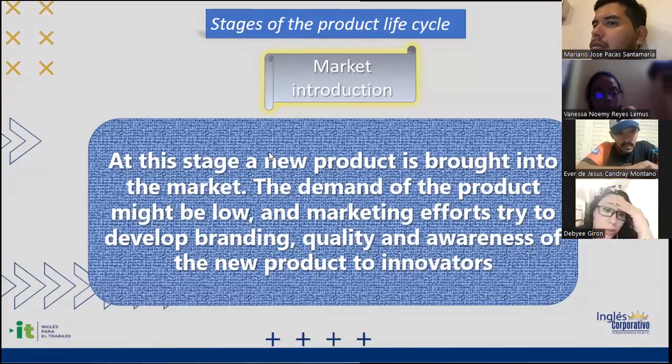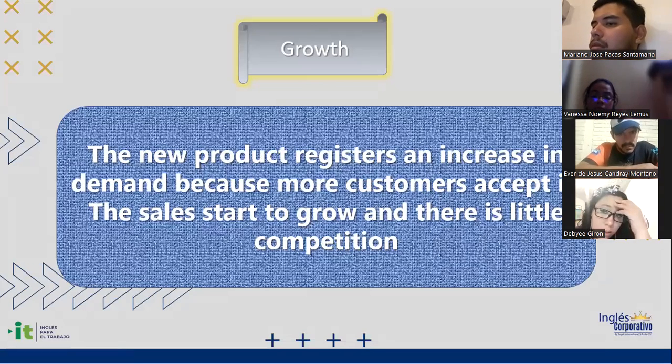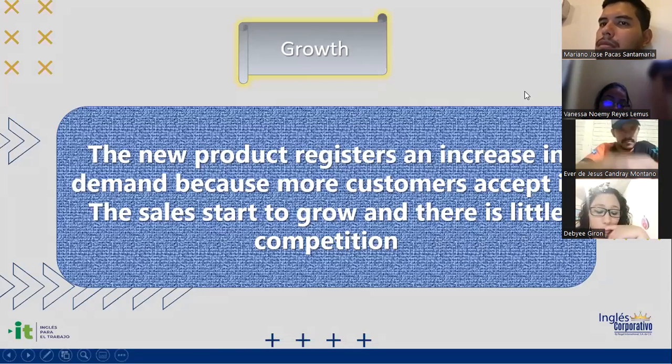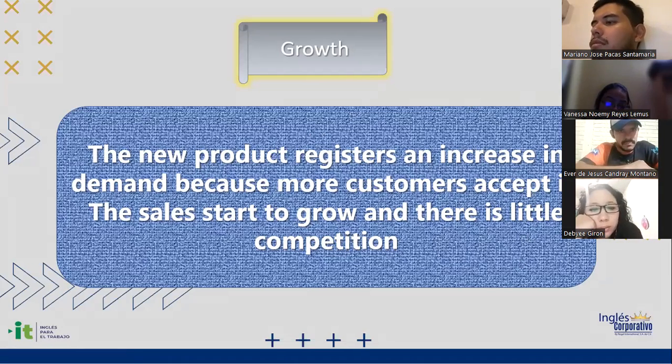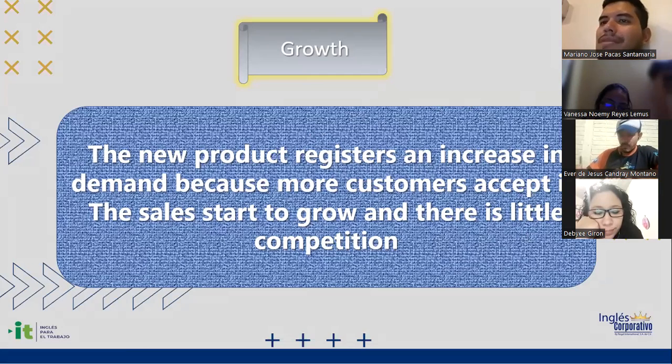Stage number one. Stage number two, growth. The new product registers an increase in demand because more customers accept it. Now it's becoming more popular, right? The sales start to grow and there is a little competition. So people say, oh, they are selling honey. Let's say, miel Pacas, you know, Mariano. Can you imagine this? So everybody says, oh, this honey is very good. So they produce another honey, Reyes, or Vanessa, Noemi, honey Reyes is the best. Don't buy Pacas honey, buy Reyes honey, right? So there is competition in the market, right?